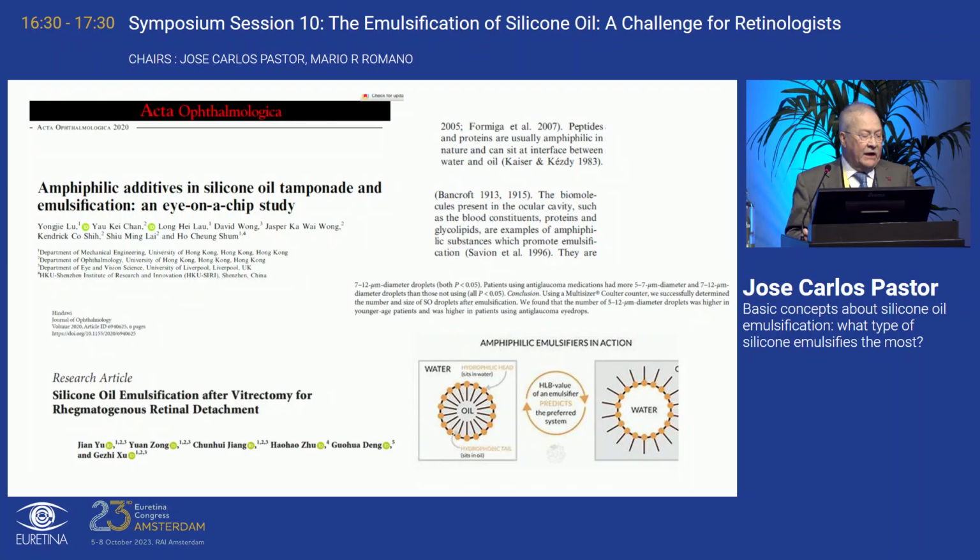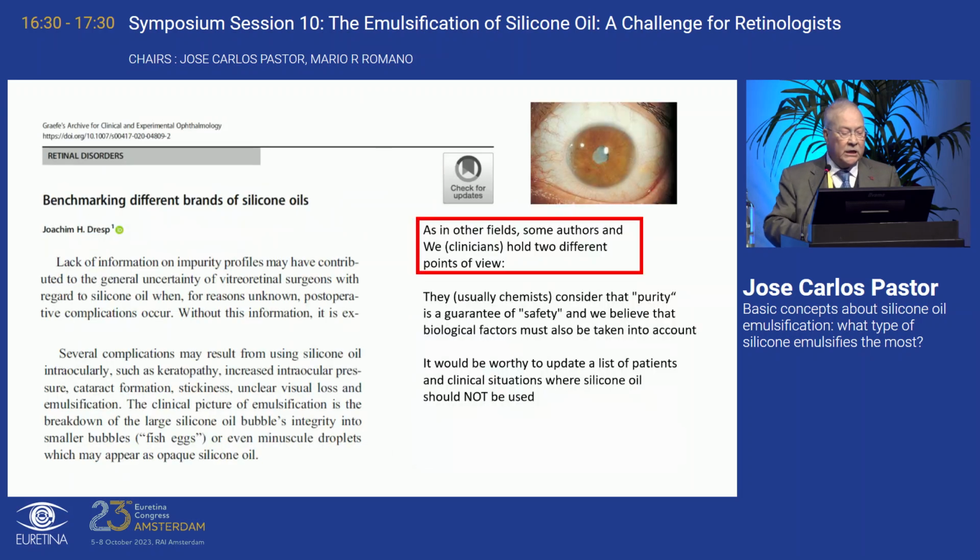Another question is the amphiphilic additives in the silicone oil tamponade. There are several studies made with mechanical models, but finally the question is, if you have amphiphilic substances, you have more chances to have emulsification. And do you know amphiphilic substances? Yes, why not? We are familiar with blood constituents, proteins, glycolipids. All of them are inside of the eye, especially in several patients.